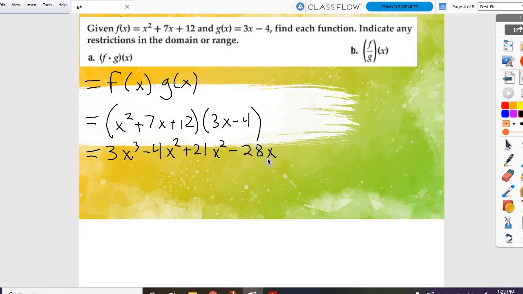And then moving on to our 12. 12 times 3x gives us a positive 36x. And then 12 times negative 4 gives us negative 48. So again, we want to look for our like terms. So notice that I have 2x squared.